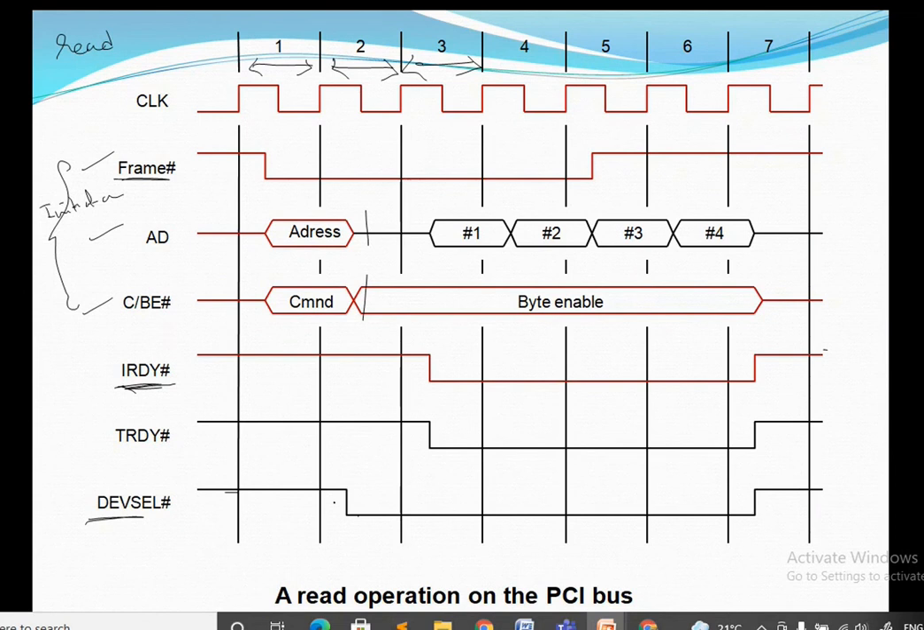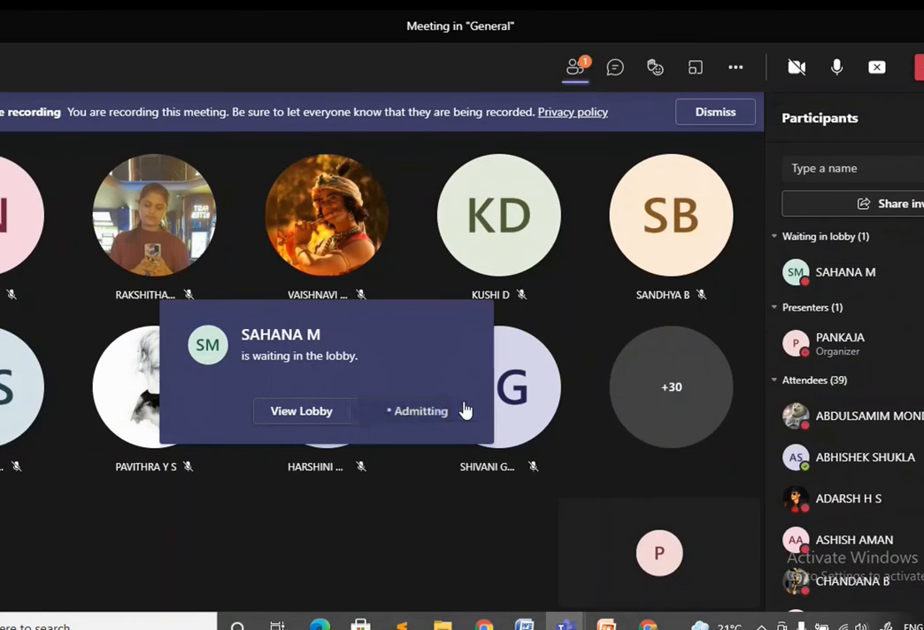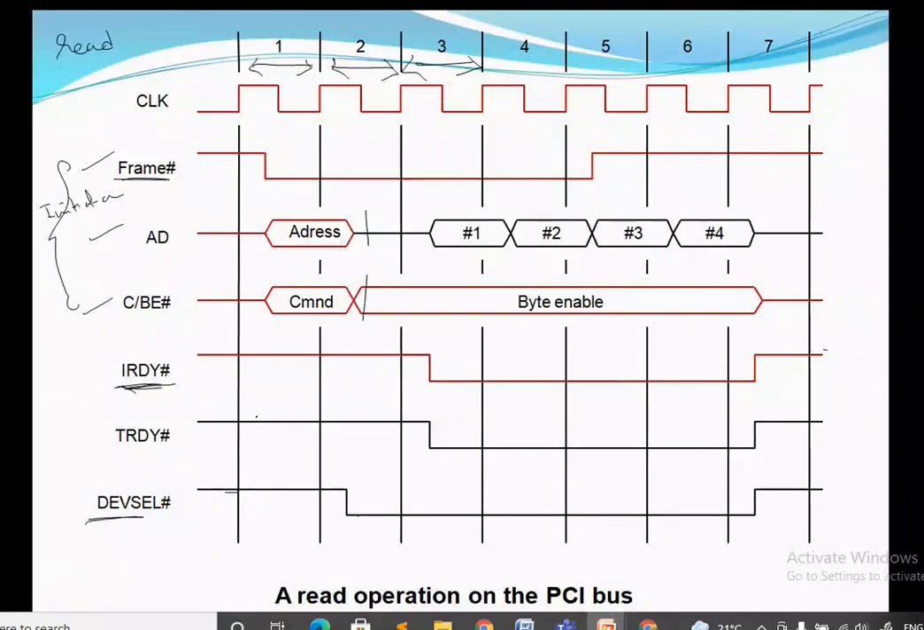Now if the target device is ready for sending the data at clock cycle 3, it is going to assert a signal called TRDY. It is going to assert the signal called TRDY. That means the target device is ready for sending the data. And the data you can just observe is placed, that is 1 2 3 4. Four bytes of information are sent using this address line.